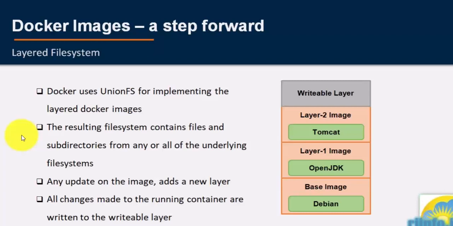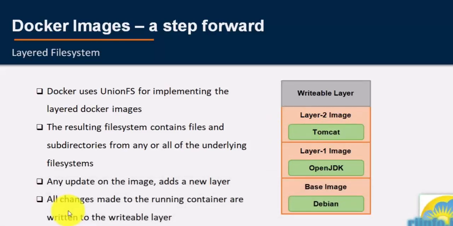Images can be layered on top of one another. Any update on the image adds a new layer instead of rebuilding the entire image. The image below is called the parent image, and you can traverse each layer until you reach the bottom of the image stack where the final image is present, which is called the base image. Each layer except the topmost one is read-only. In the diagram here on the screen, we can see that Debian works as the base image, which is the parent for the OpenJDK, which in turn is the parent for the Tomcat image.